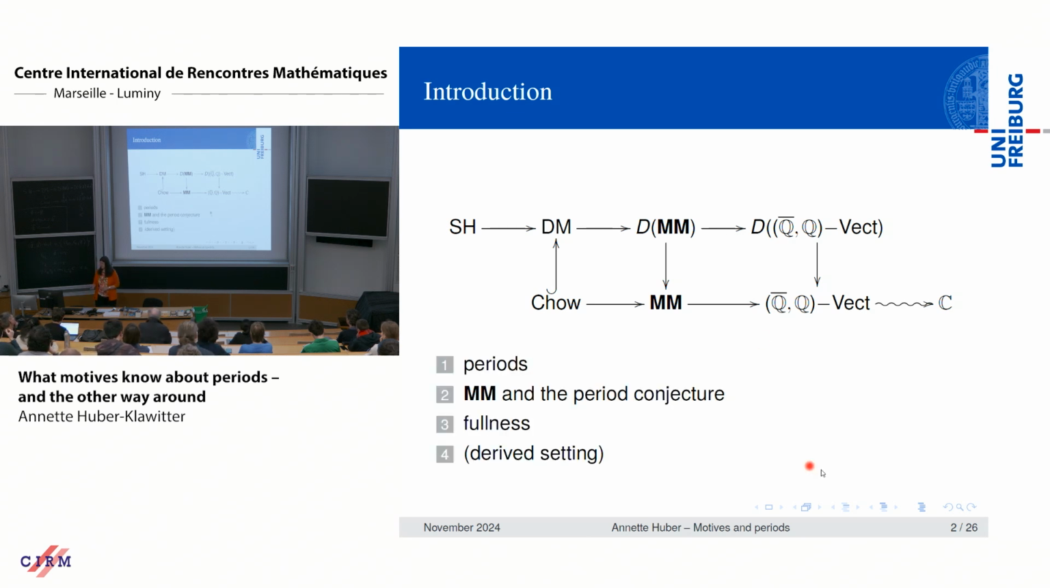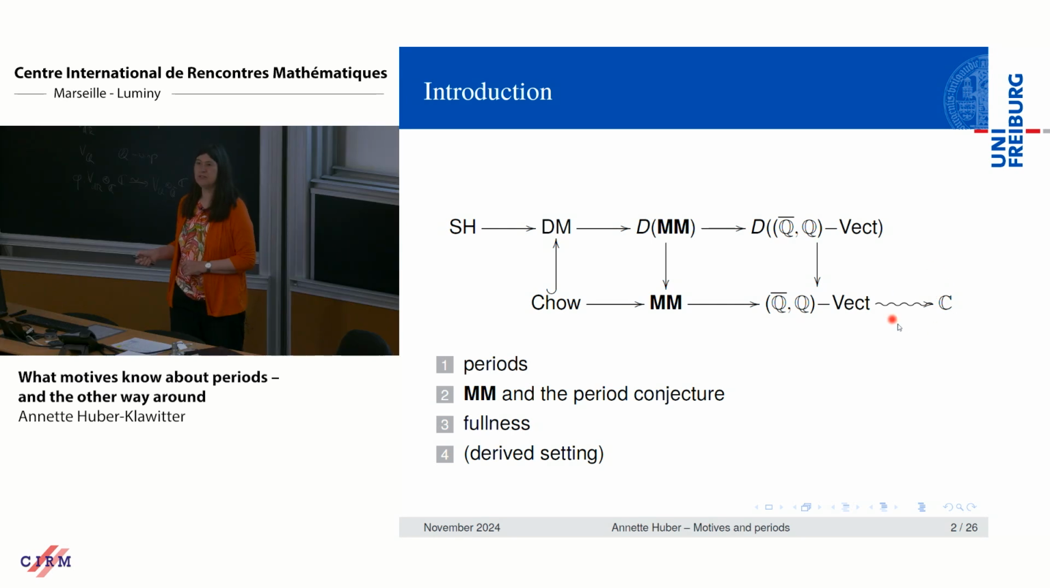And my talk will start on the right. I'll first start explaining periods. So these are complex numbers. I'm going to tell you what they are and hopefully convince you that they're interesting. And then you'll learn about this category and how things interact with motives. Tell you about the period conjecture, and then make my way through the diagram to the left, and then we'll see at 10 o'clock how far I have come in the diagram. So that's the plan for the talk.